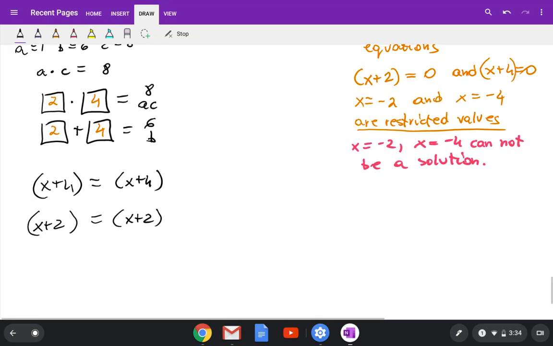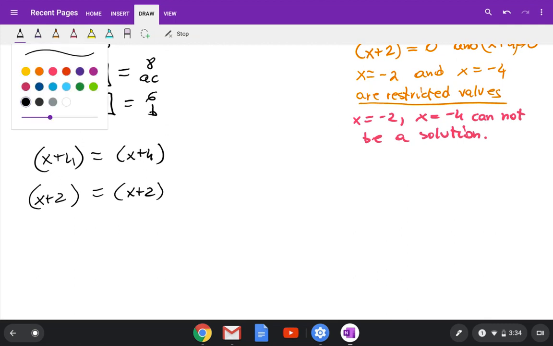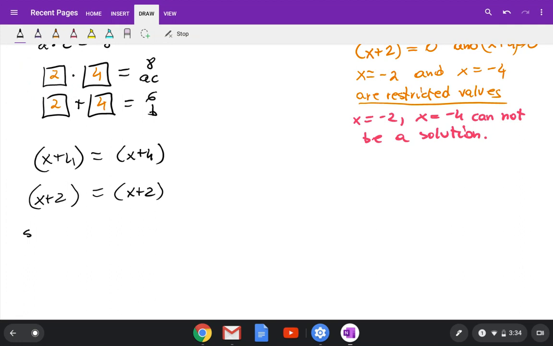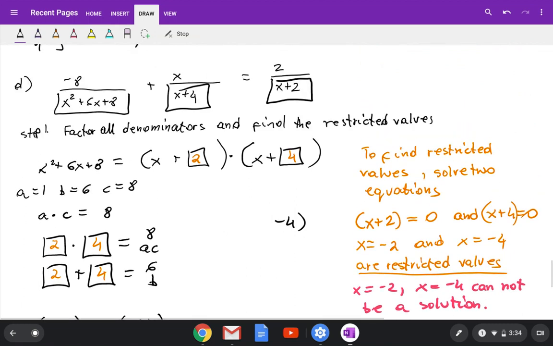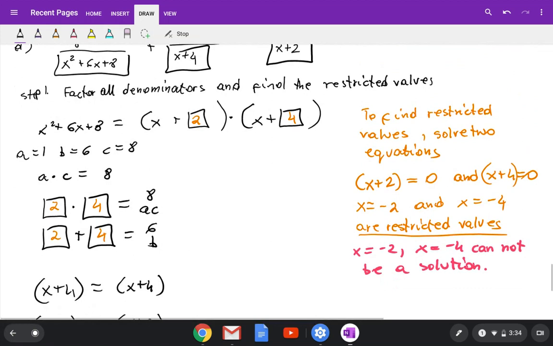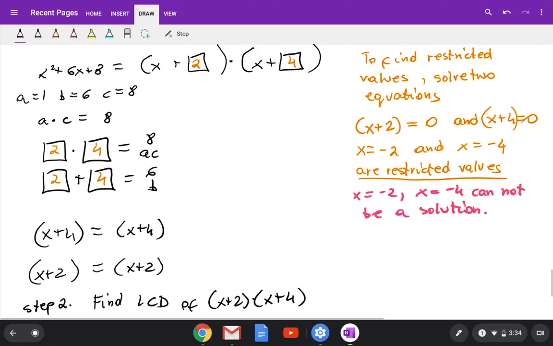Step 1 usually takes the most time, okay? Step 2 is find the LCD of our denominators. So of x plus 2 times x plus 4, because that's the first denominator which we factored, x plus 4, and x plus 2.